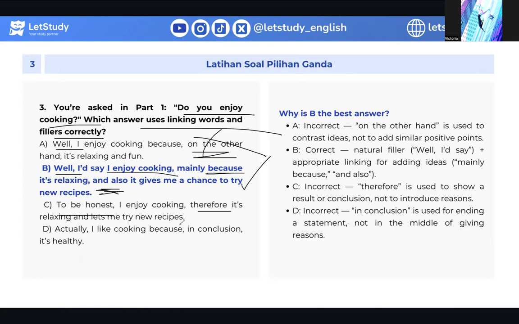C. To be honest, I enjoy cooking. Therefore, it's relaxing and lets me try new recipes. "Therefore" is used to show conclusion. Tapi ini kan seharusnya to introduce reasons. Jadi, ya itu salah. D. Actually, I like cooking because in conclusion, it's healthy. Again, D itu salah karena ini kan digunakan untuk introduce information, bukan untuk conclude.